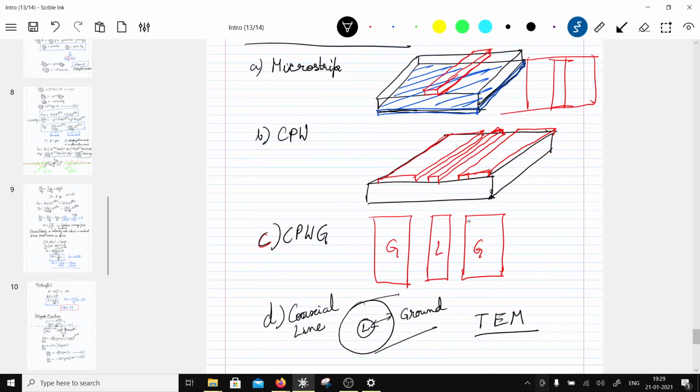Now where does the L come from? The L comes from how thin the line is. If you make a thinner line, the L is going to be larger. If you make a thicker line, the L is going to be smaller. How about R? R is the conductive loss.